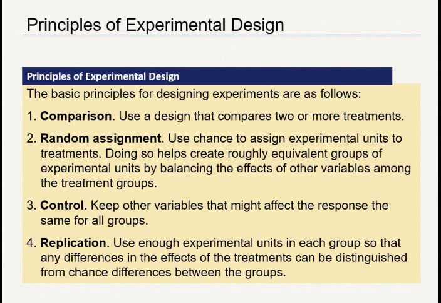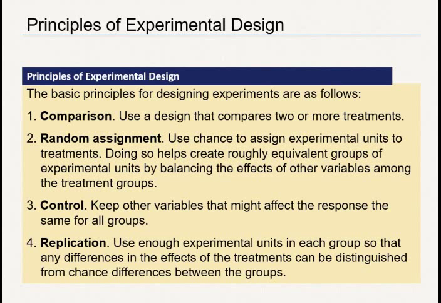You want to have two or more treatments. You want those subjects to be randomly assigned. Very important part of the experimental design. You need to control for other variables as best as you can, especially in a field experiment. You have to really watch for that.